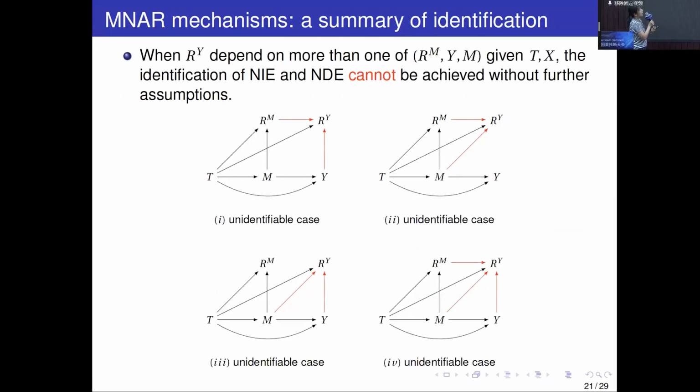But when RY depends on more than one of RM, Y, M, say 2 of them or 3 of them, the identification of NIE and NDE cannot be achieved without further assumptions.